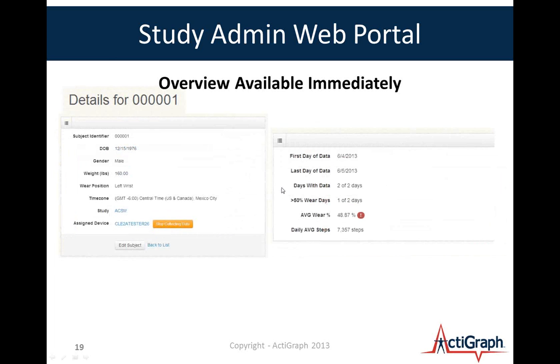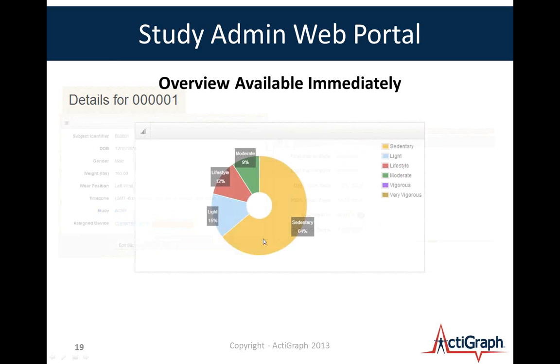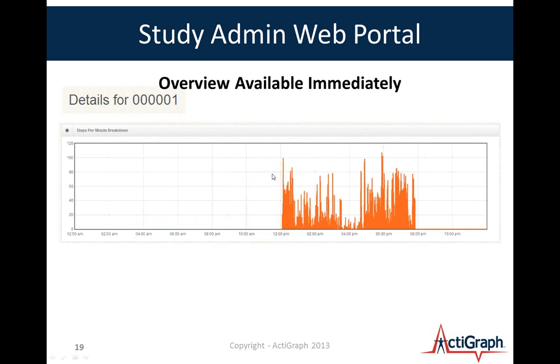And then you can drill down further and look at the patient. Here's patient 01. I'm able to see information about the patient. I'm able to see wear time information: how many days of the total days that they wore the device did they have greater than 50% wear time, how many steps on average per day, what their breakdown of cut points looks like, and then what their minute by minute data looks like if I zoom in further.